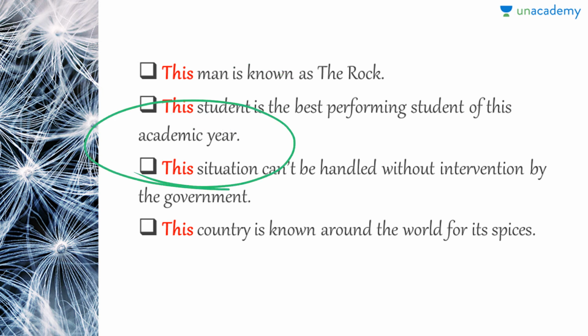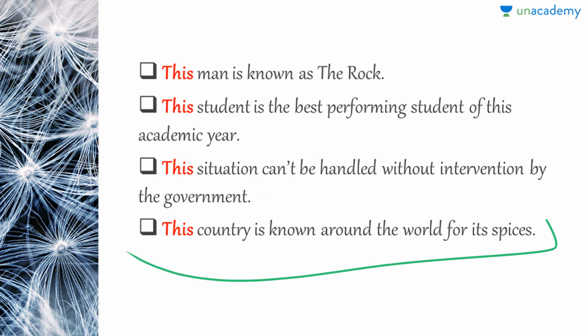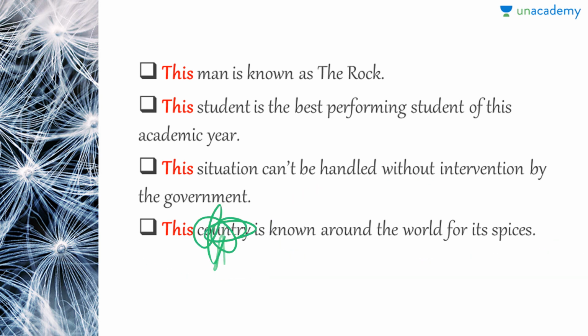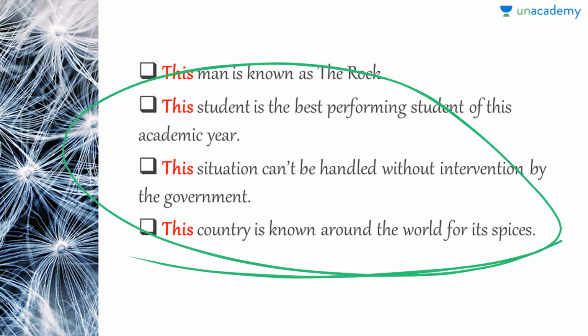"This situation can be handled without intervention by the government." Otherwise "this" can be anything. It can be a riot, it can be communal disharmony, but you've mentioned "this situation" can be handled without intervention by the government. "This country is known around the world for its spices." Now, if you don't mention the country here, it can mean anything. "This" could be any city, any island, any ocean, any pole, any river, but it's a country. So you have mentioned country after "this", and now your sentence has become meaningful.